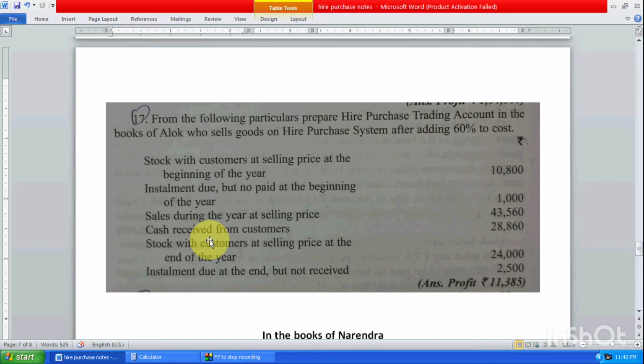Cash received from customers: 28,000. Stock with customers at selling price at the end of the year: 24,000, which we have to receive from customers. Installment due at the end but not received: 2,500, we have to receive the installment.